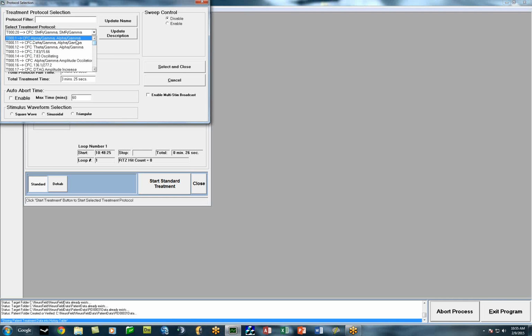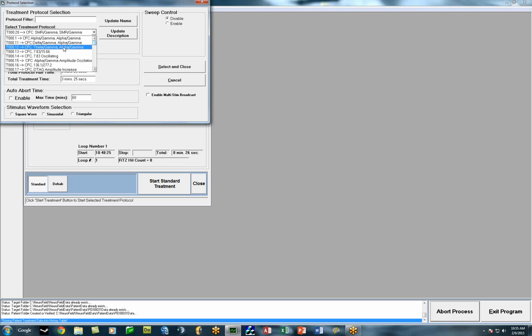Okay. So if you notice, this isn't in particular order because this is the way they were pretty much developed. But the alpha, gamma, delta, gamma, alpha, gamma, theta, gamma, alpha, gamma were my first three that we played around with. I like these. They're very good protocols, but the other ones here also have a very good effect. And you certainly can play around with these at the same settings.